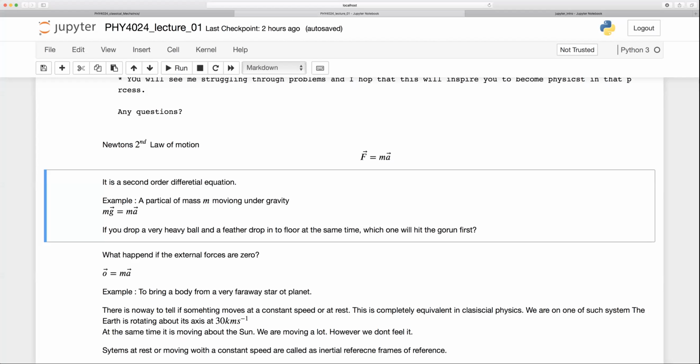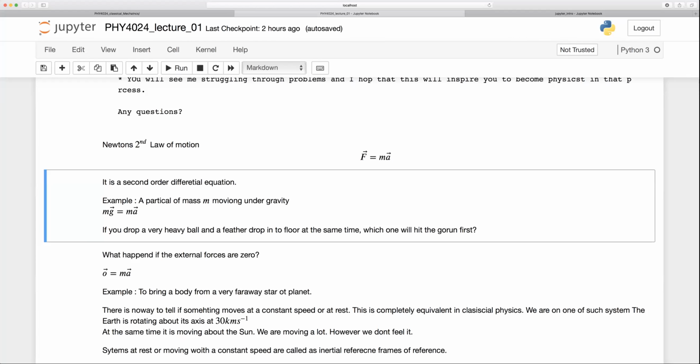So I have another message saying the heavy ball will hit first, right? Anybody else? Okay, so Naveen says only if there is not any air friction. I guess what he means is that both will be on the floor at the same time if you do not have air friction, right?